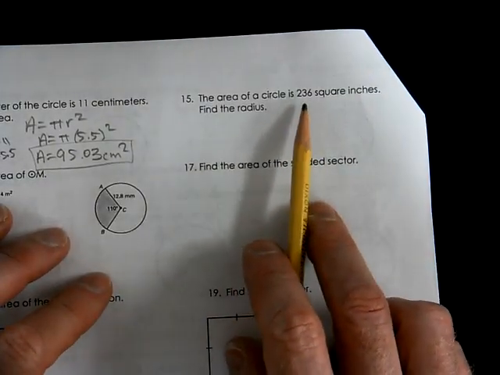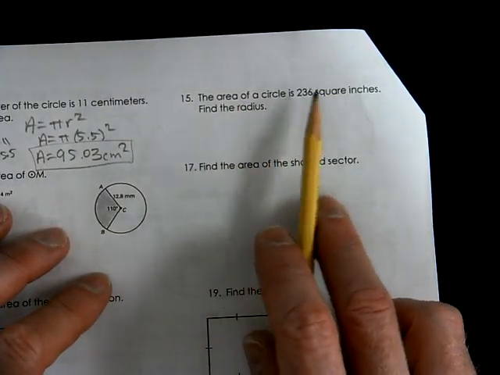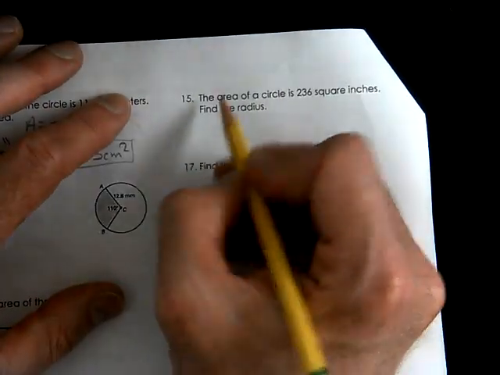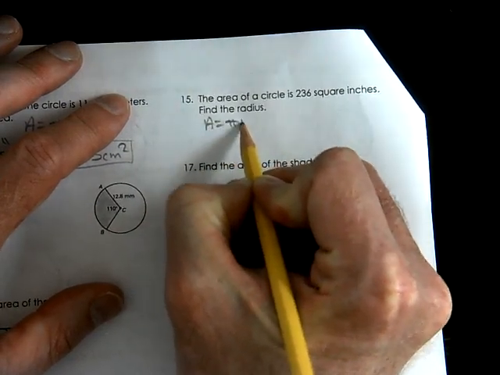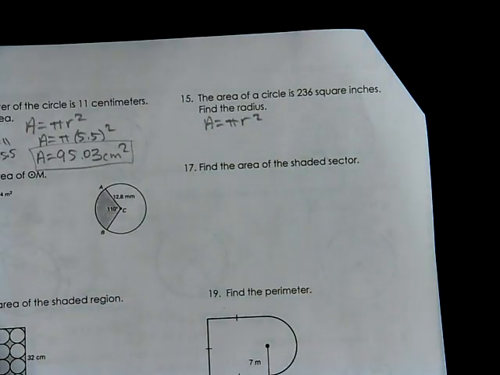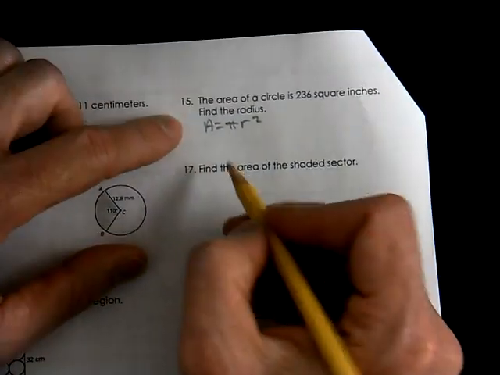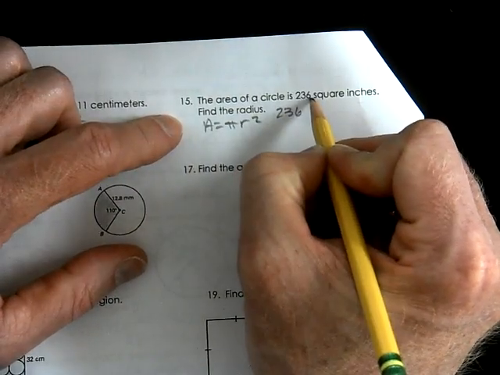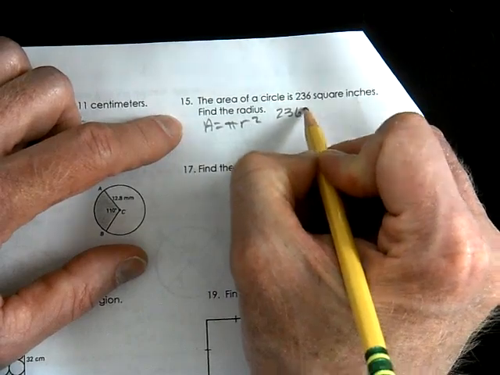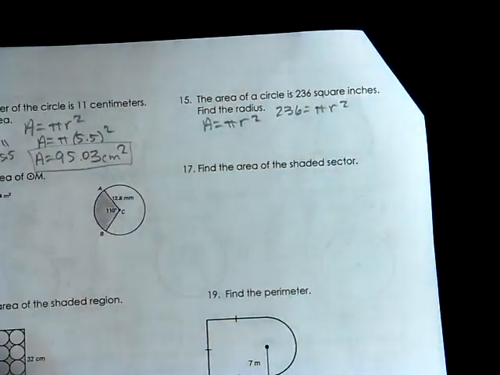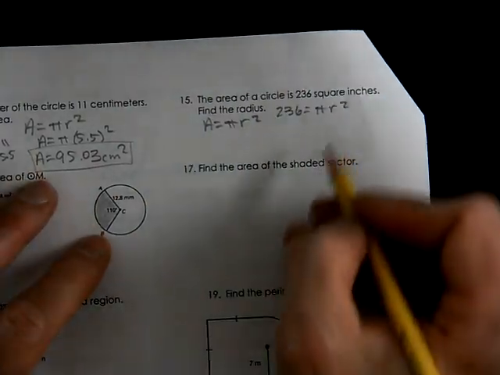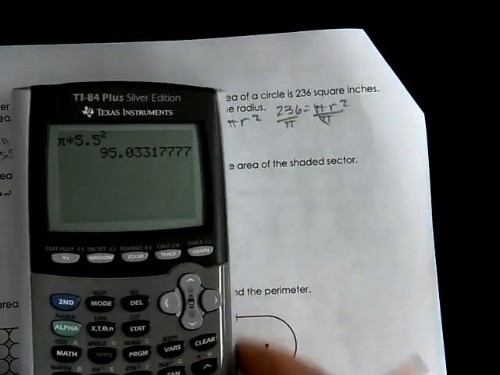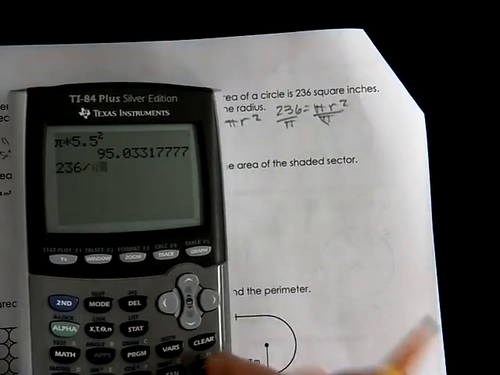Find the area, or the area is 236 square inches. What is the radius? So you've got to use your formula, pi r squared, because you know this is a circle. And you're going to put 236. They don't have the pi symbol, so we just use 236 equals pi r squared. We want to know what the radius is, so we first got to divide by pi. So that's 236 divided by pi.